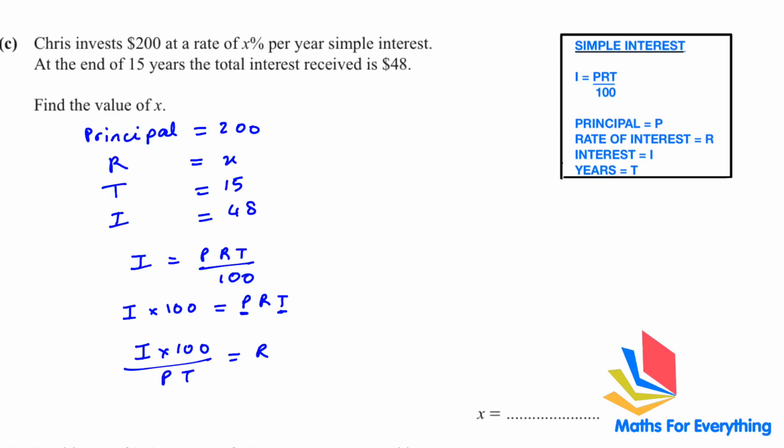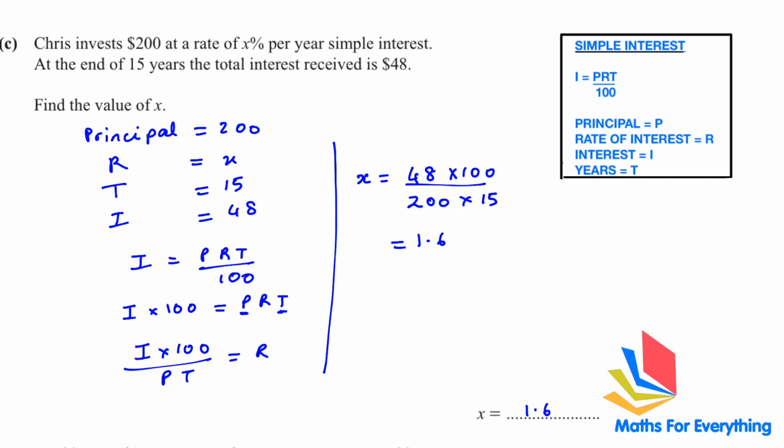Now just substitute and we'll get the answer. The rate of interest, second is X. So X is equal to I, which is 48, multiplied by 100 over principal, which is 200, multiplied by time in years, which is 15. And we will get 1.6. So X is equal to 1.6.